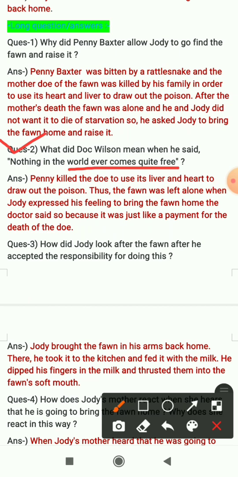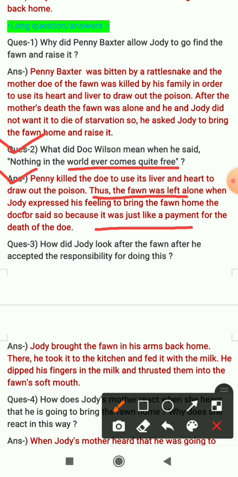Question number 2 is, what did Doc Wilson mean when he said nothing in the world ever comes quite free? So there was another character in the story, that is Doc Wilson. Why did he say nothing in the world ever comes quite free? Let's see the answer. Penny killed the doe to use its liver and heart to draw out the poison. Thus the fawn was left alone.